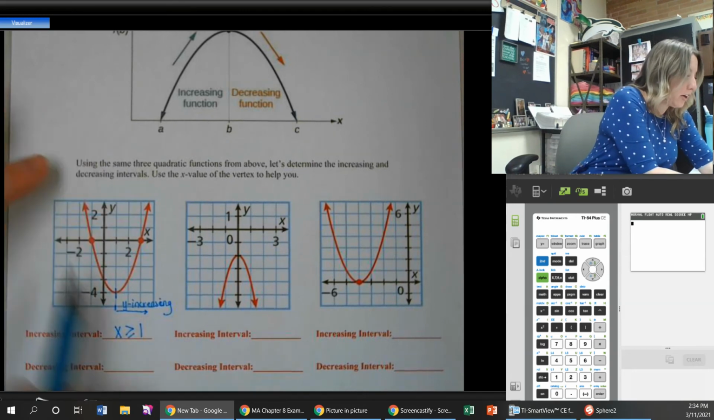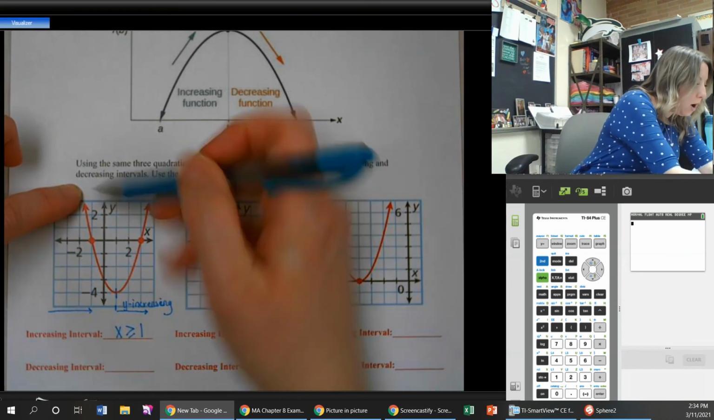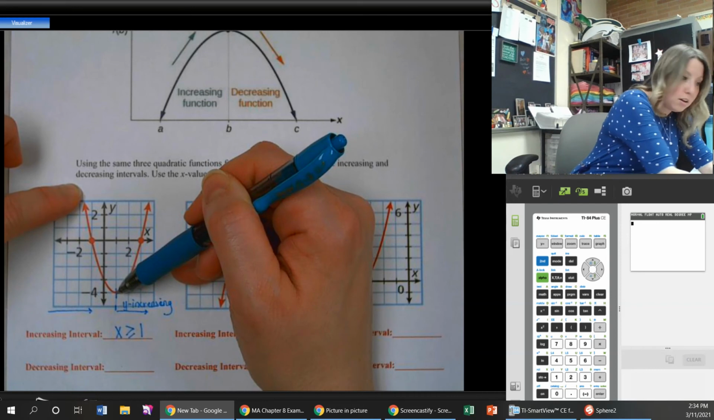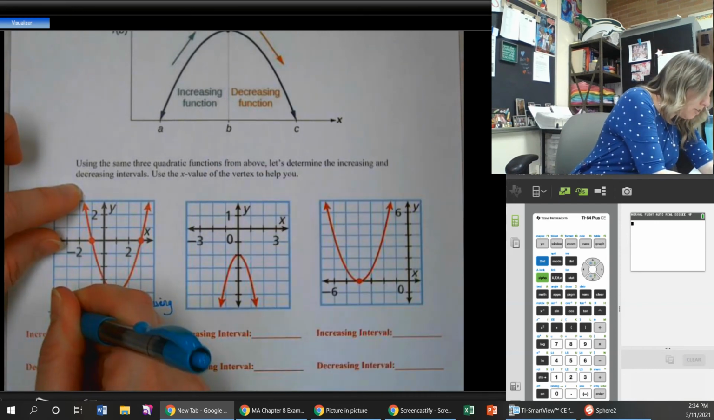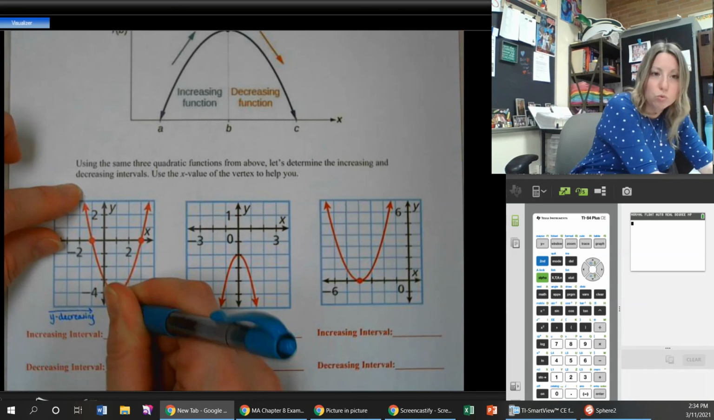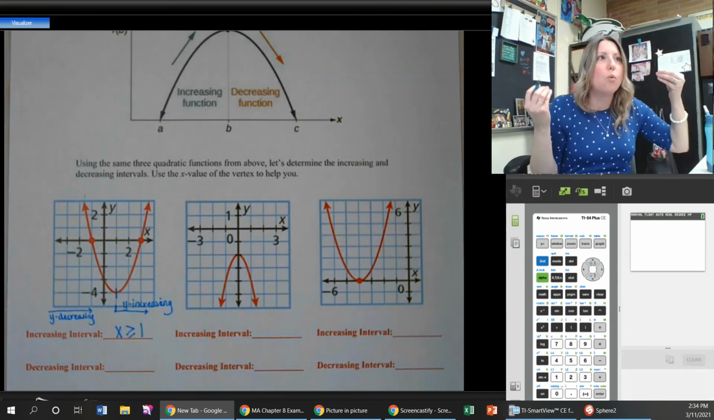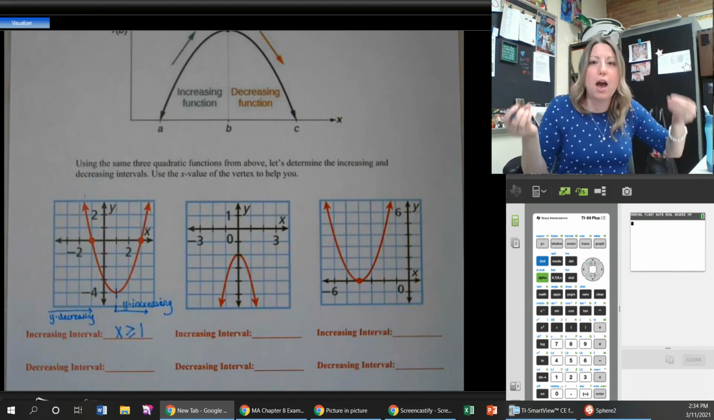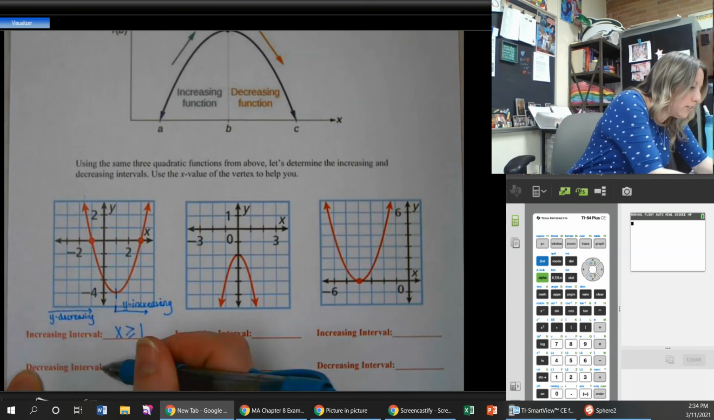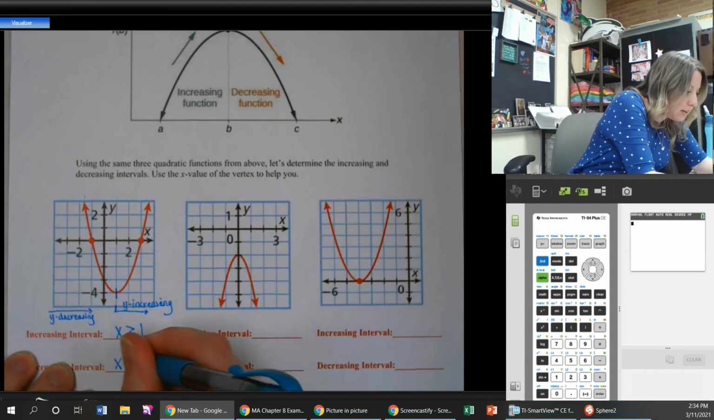Okay, now look at y's here. As x is increasing, y is getting smaller and smaller and smaller. Over here, y is decreasing. But where does it stop decreasing? Right here at the axis of symmetry. What's the axis of symmetry value? X equals 1. So what's the value of the decreasing interval? All 1 and less. X is less than or equal to 1.